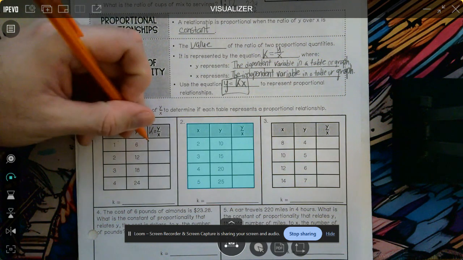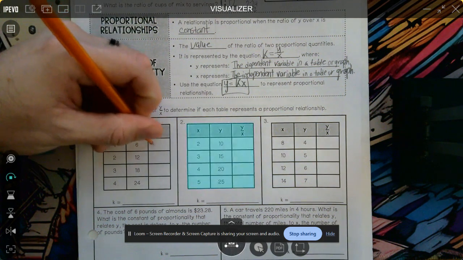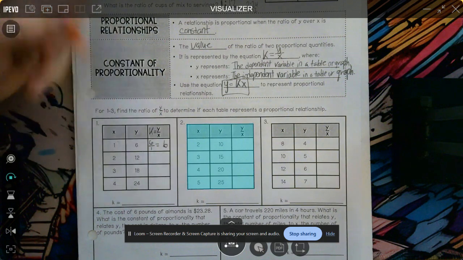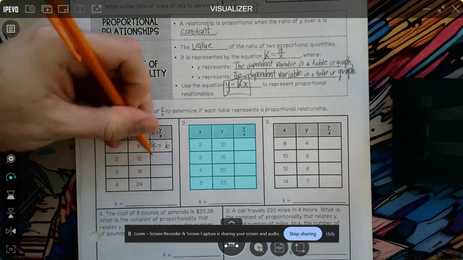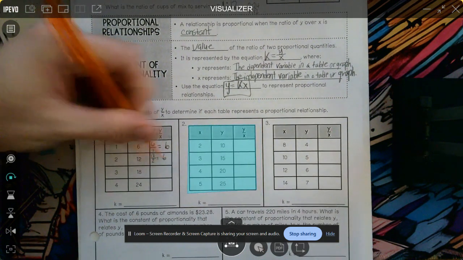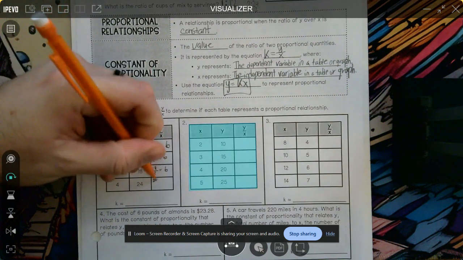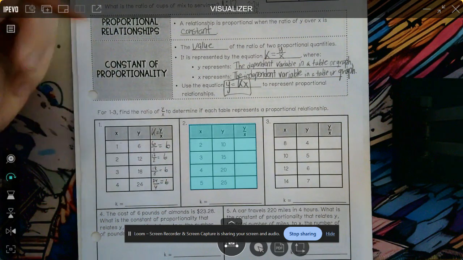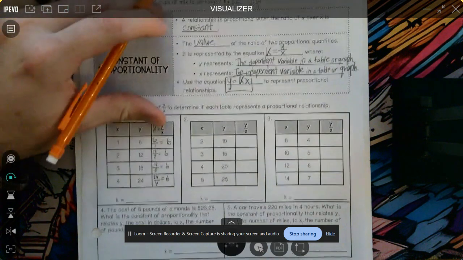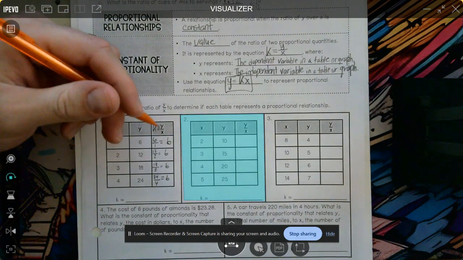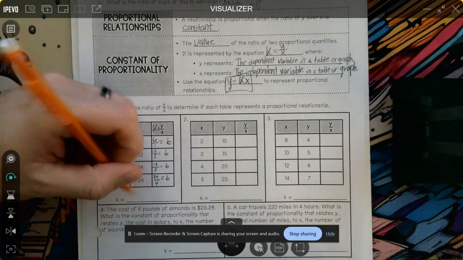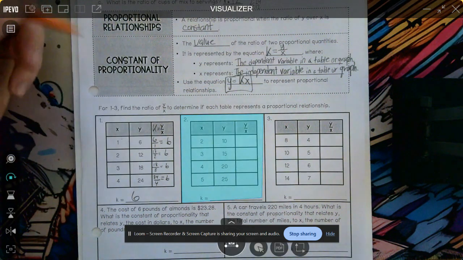6 divided by 1 is 6. So our k value is 6 here. Same thing here. 12 divided by 2 is 6. 18 divided by 3 is 6. 24 divided by 4 is 6. Are they all the same? Yes. So this would be a proportional relationship. So our k value is 6.